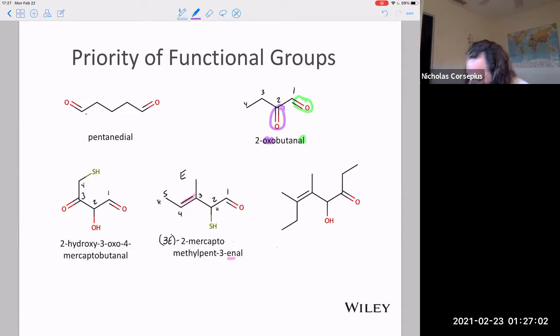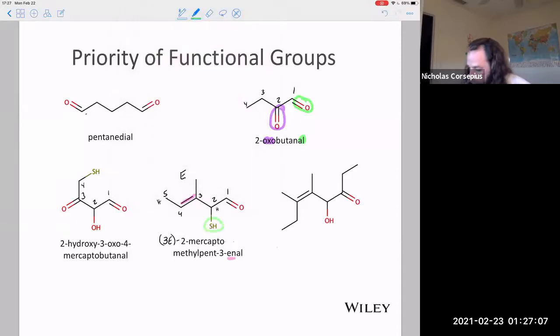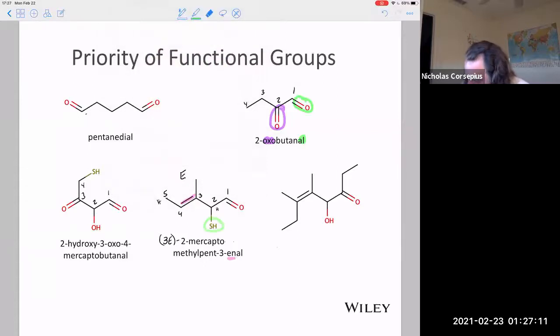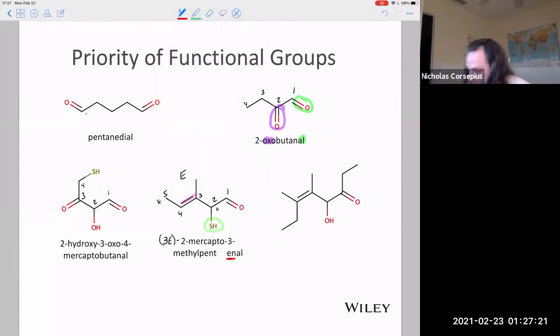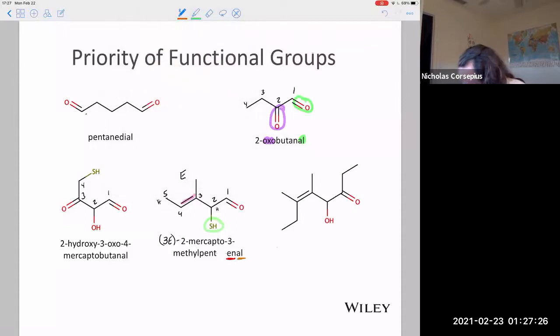And then, of course, I have the 2-mercapto here. Another way that we could have done this is if I put the 3 out front there, I wouldn't have had to put it in there. But importantly, what I really wanted to drive home with this example is the stacking of these suffixes. You have the -en to refer to the double bond and the -al to refer to the aldehyde group.